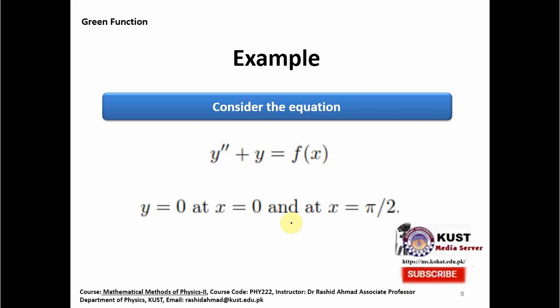So the first step is to think about the initial conditions. And what are the initial conditions in our case? We have the amplitude or the solution of this function, that is y is 0 at x equal to 0, where x is the independent variable, and at x equal to pi by 2. So y is 0 at both x equal to 0 and x equal to pi by 2. So these are our initial conditions which we will be using.